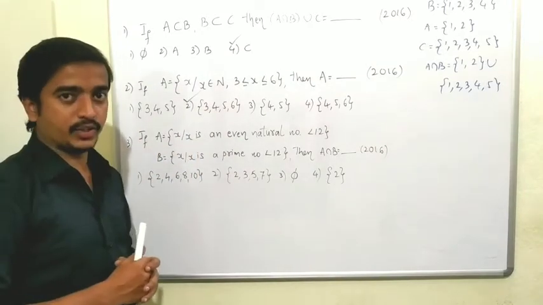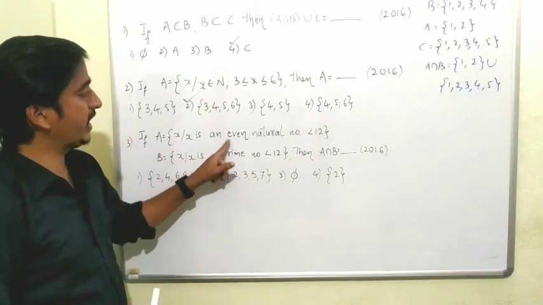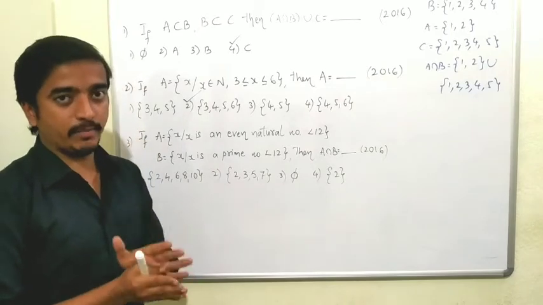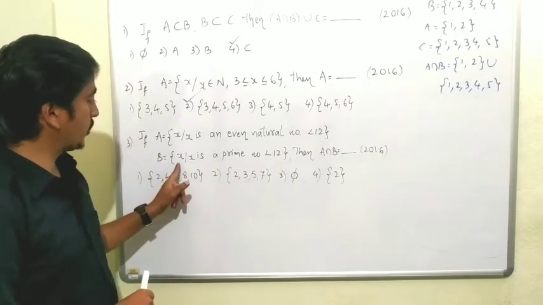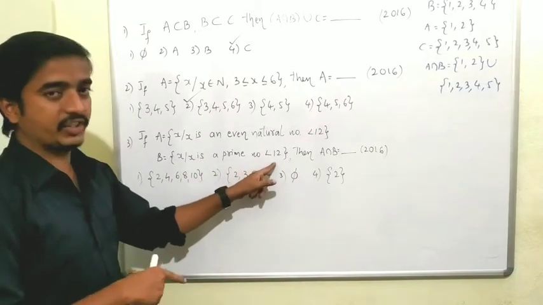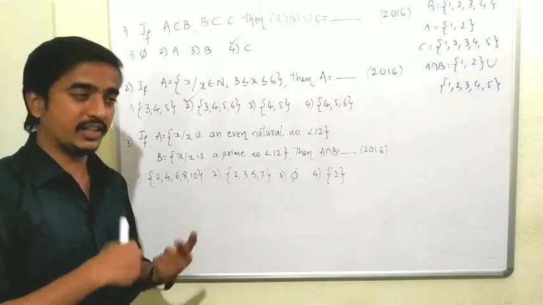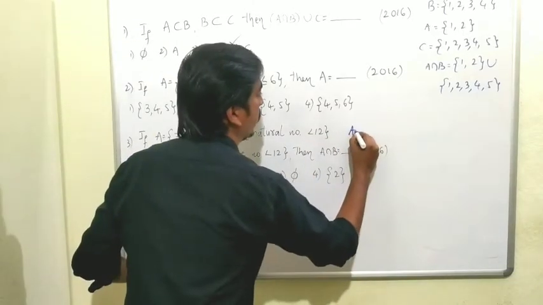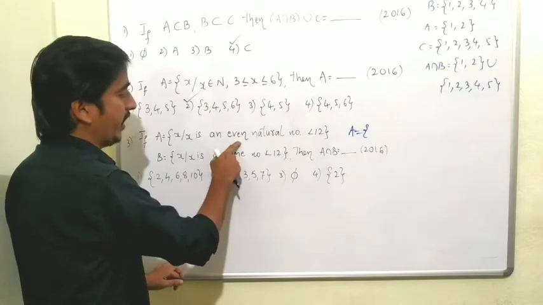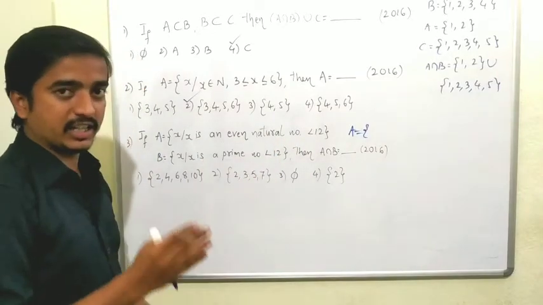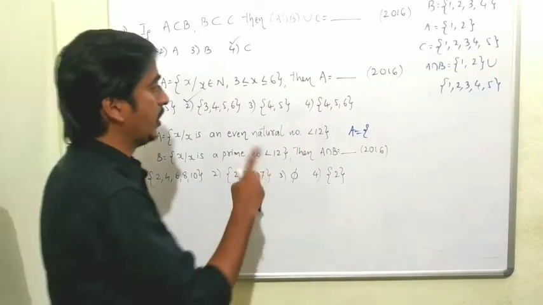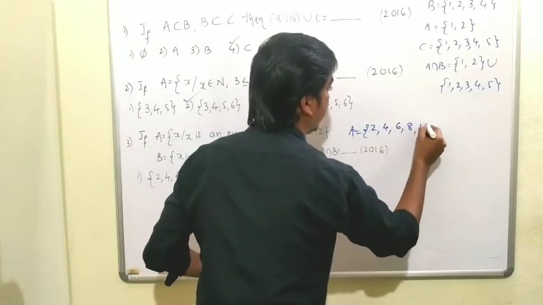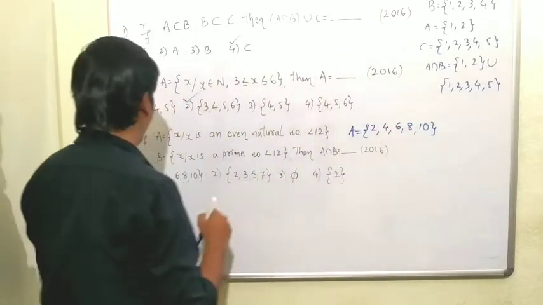Okay. Next question. If A equals X such that X is an even natural number less than 12, and B equals X such that X is a prime number less than 12, then A intersection B. First let's write these sets. What is A here? Even numbers less than 12. So let us write the even numbers which are less than 12. It starts from 2: 2, 4, 6, 8, 10. That's it.